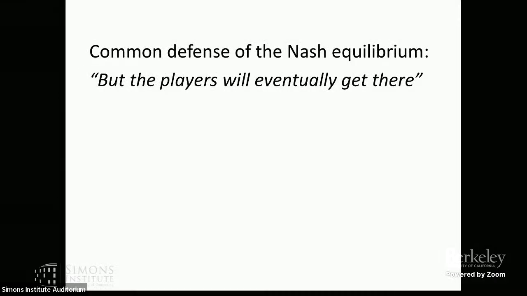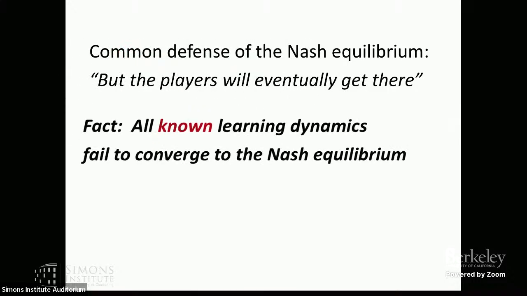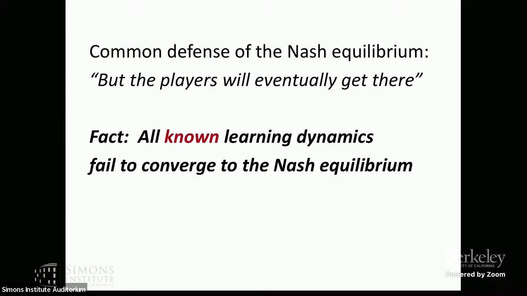When you tell economists, I share your enthusiasm for Nash equilibrium, but consider 1, 2, and 3, they say the players eventually will get there. However, here is a fact: all known learning dynamics fail to converge to Nash equilibrium. This includes dozens of learning dynamics that, if you read between the lines of the papers, were explicitly constructed to lead to Nash equilibrium.